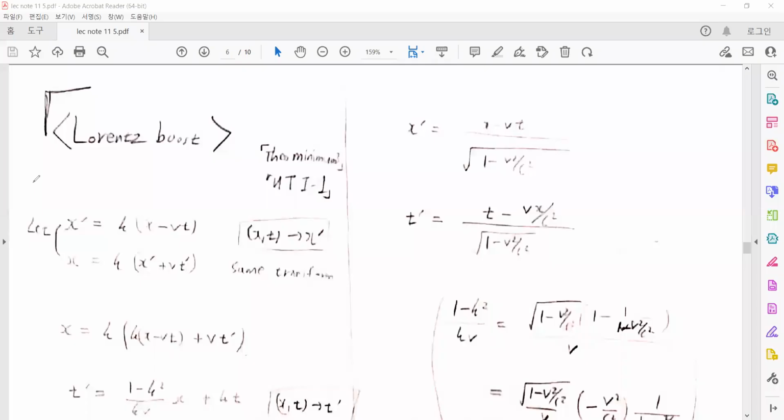Tonight I will derive the Lorentz boost, which is the transformation of spacetime in special relativity theory. First of all, we know the Galilean transformation in classical mechanics, which is x prime equals x minus vt, which is just the relative velocity law between the last prime and the moving prime.